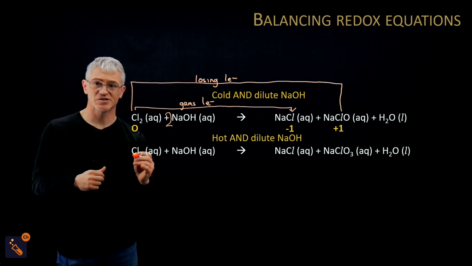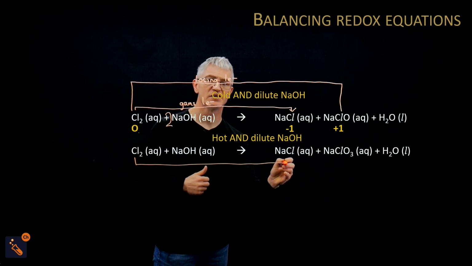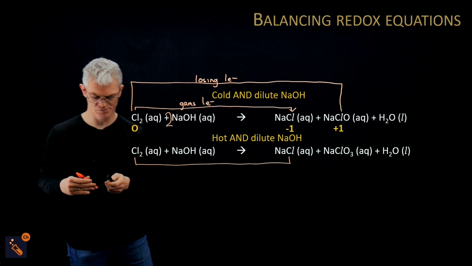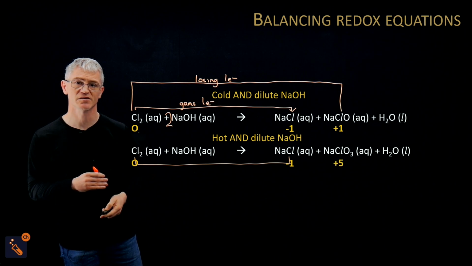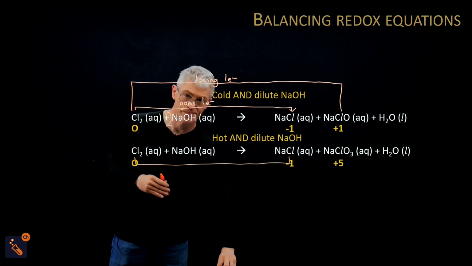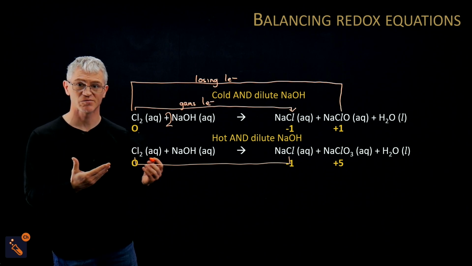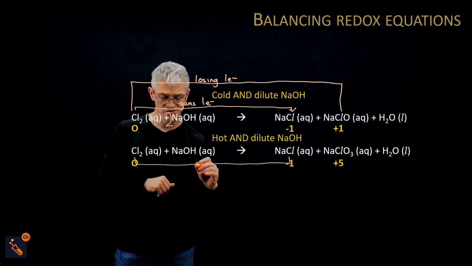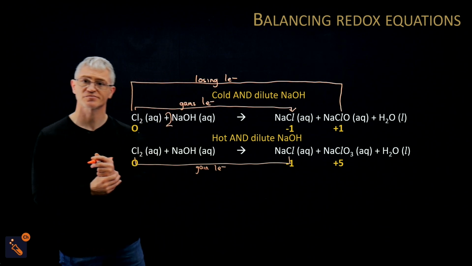So if we take it and do exactly the same thing, let's go from this chlorine all the way over here. I will put my numbers in first because I forgot to. There's 0, there's -1, and there's +5. So we worked out our oxidation numbers first and then put them in. Going from here to here, that's 0 to -1, which is gaining 1e minus.